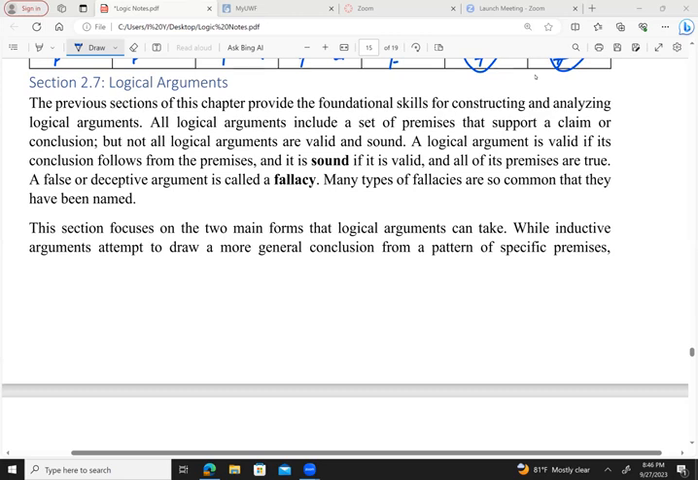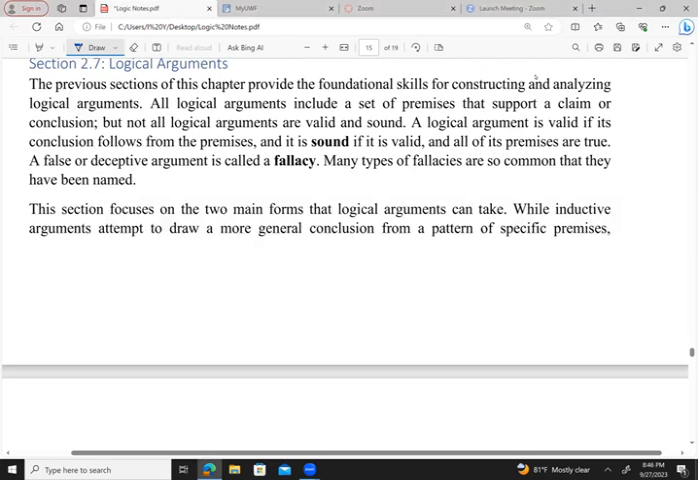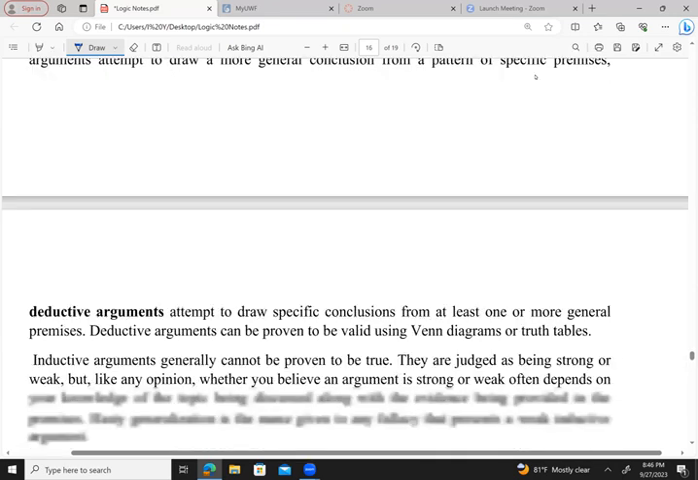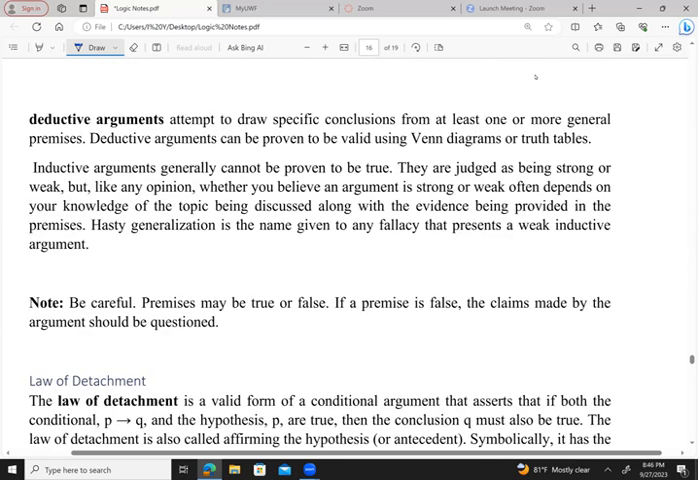Many types of fallacies are so common that they have been named. So we're going to focus on two main forms logical arguments can take. While inductive arguments attempt to draw a more general conclusion from a pattern of specific premises, deductive arguments attempt to draw specific conclusions from at least one or more general premises. Deductive arguments can be proven to be valid using Venn diagrams or truth tables. Inductive arguments generally cannot be proven to be true. They are judged as being strong or weak, but like any opinion, whether you believe an argument is strong or weak often depends on your knowledge of the topic being discussed, along with the evidence being provided in the premises.